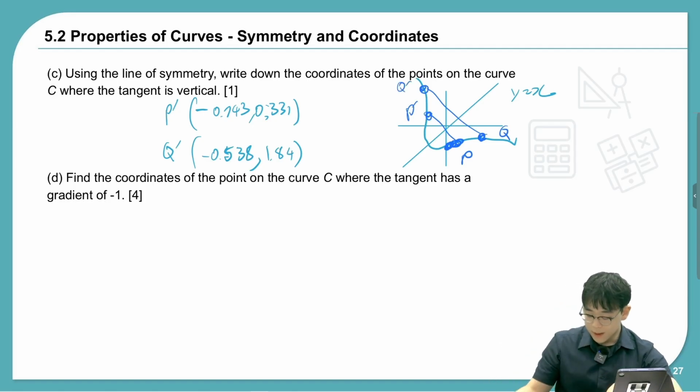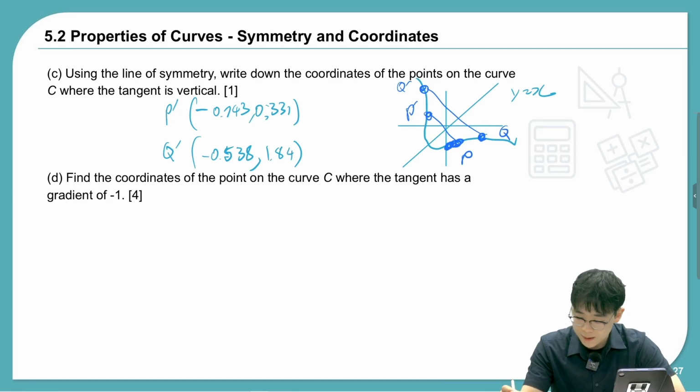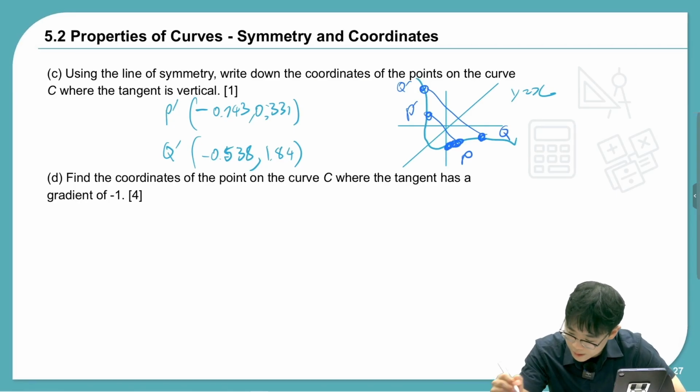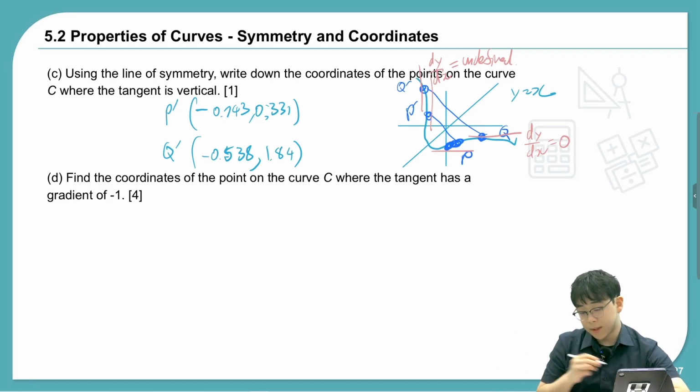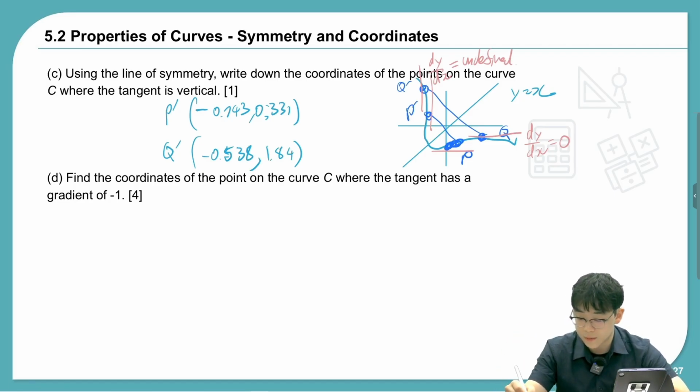Okay. Next, part D. Right. And let me just add one more drawing. So here the dy over dx is going to be 0. But here, at these points, we would see that the dy over dx is going to be undefined. Next, find the coordinates of the point on curve C where the tangent has a gradient of -1.